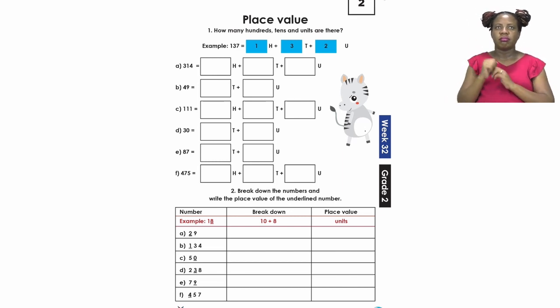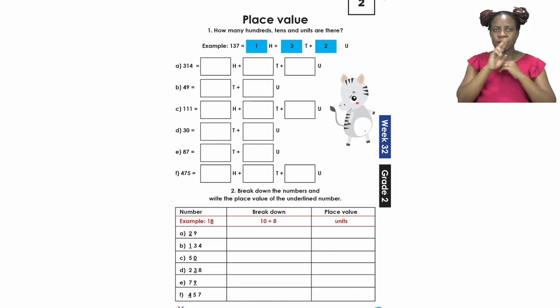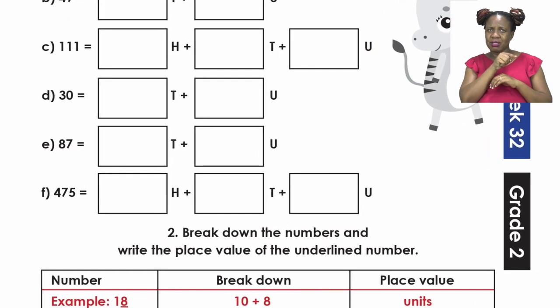Now the number in the first column where it says number, every number will have one number that is underlined. So that number you must also pay careful attention to. In the second column it says you have to break down. So here you have to break down the number in hundreds, tens and units. And then in the last column, you need to give us the place value of the underlined number.